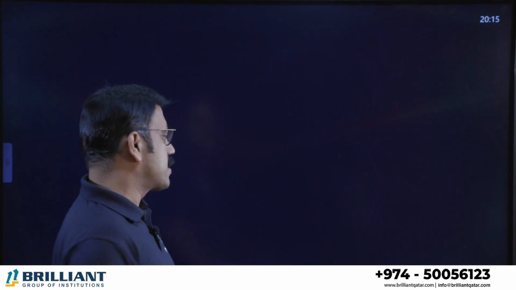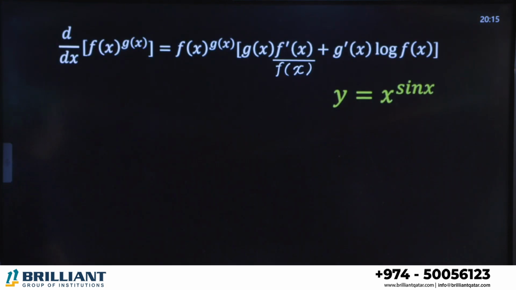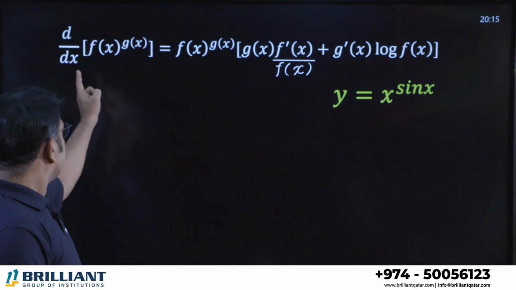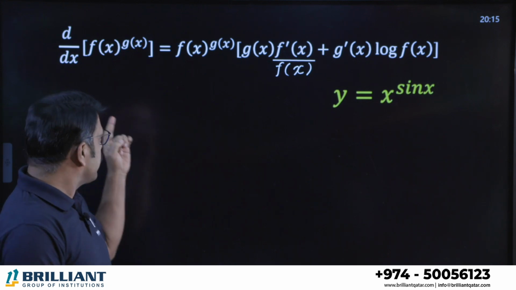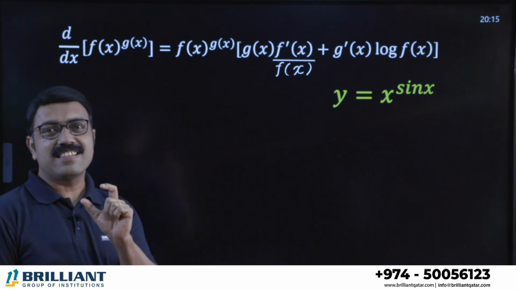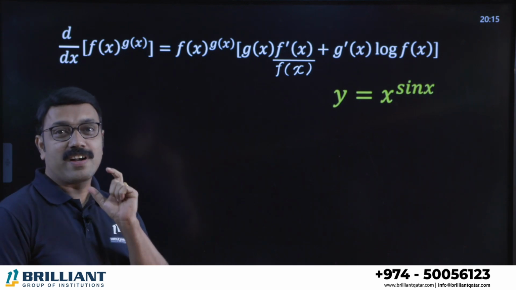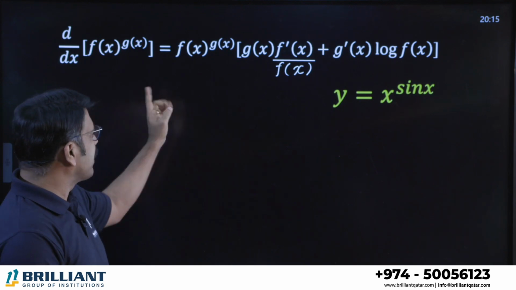Today I am going to discuss some important shortcuts in the chapter differentiation. Okay, so please see here. The first shortcut is here. Derivative of f of x power g of x is equal to this shortcut formula. If you learn it, then very easily, within one step, one line, you will get the answer. No need to write 3 or 4 steps. Directly you will get the answer here.